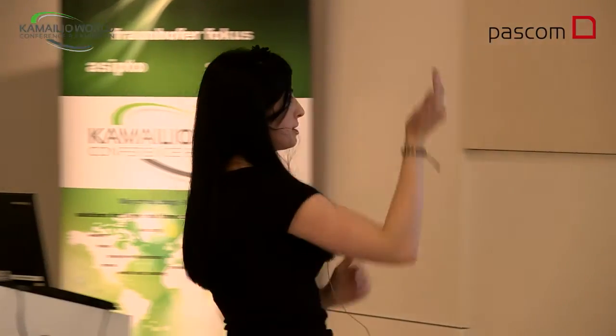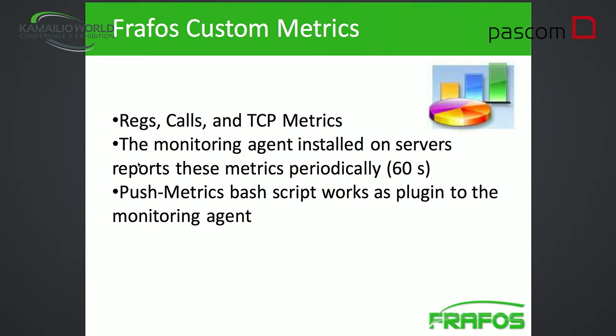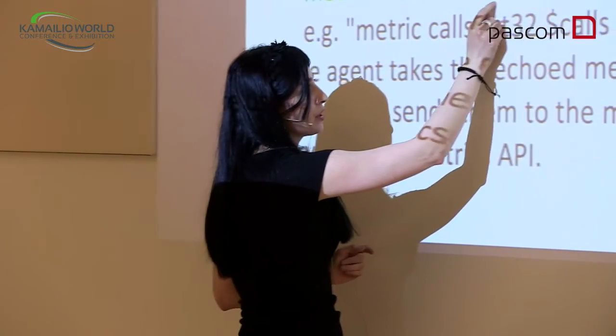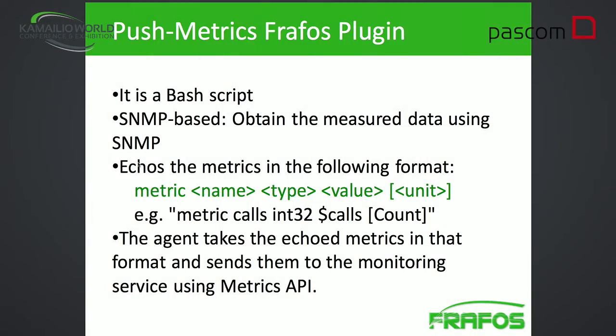For Frafos, as I said, we have registrations, calls and TCP, with the monitoring agent installed on the server to report the metrics. And we have push metrics as a plug-in to the monitoring agent. The plug-in is a bash script. It echoes the metrics in this format: the name of the metric, the type of the metric, the value, and the unit. And then the agent takes the echoed metrics and sends them to the monitoring service using the metrics API.